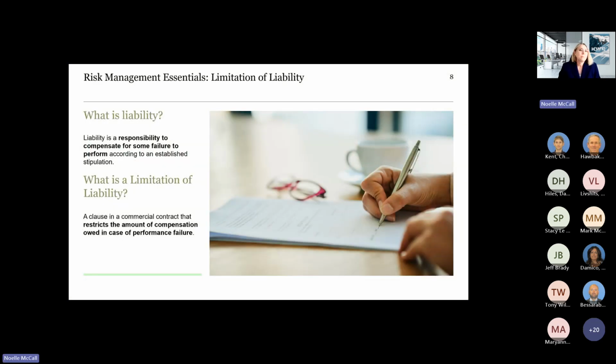So let's dig into it. Limitation of liability clauses. Let's start with the definition of liability. What exactly is liability? This is a responsibility to compensate for some failure to perform according to an established stipulation, such as a contract term. What is a limitation of liability? That is a clause in a commercial contract that restricts the amount of compensation that's owed from one party to another in case of performance failure, such as breach of contract.